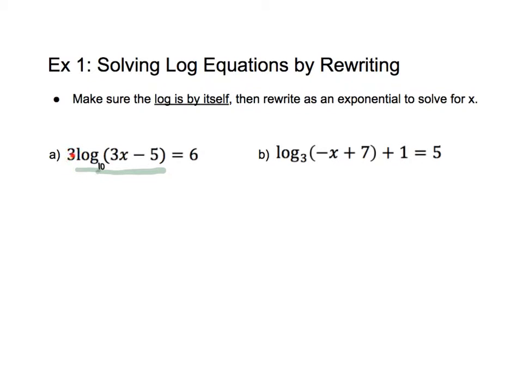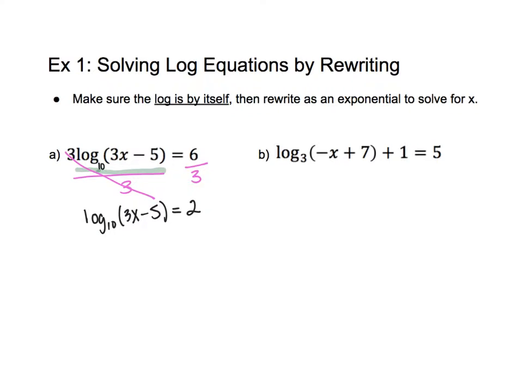That's an outside the log number. So in this case, I've got to get rid of the 3. I'm going to divide by 3 to get rid of it, because the 3 is sitting next to the log, so this is implying multiplication. So I have to divide by 3 on the other side. So the 3's cancel. So now I just have log base 10 of 3x minus 5 equals 6 divided by 3 is 2. And so now notice the log is by itself.